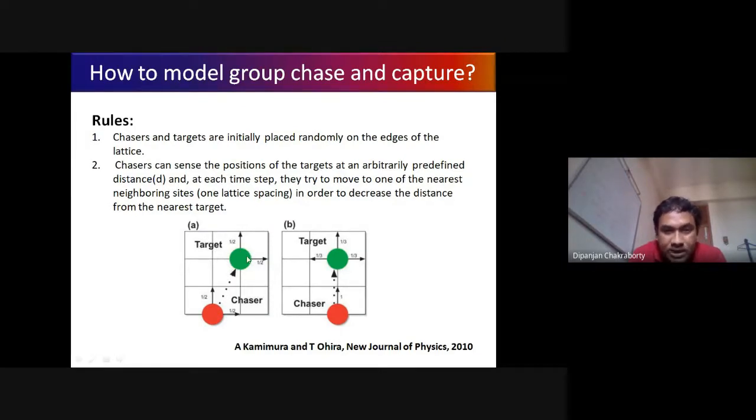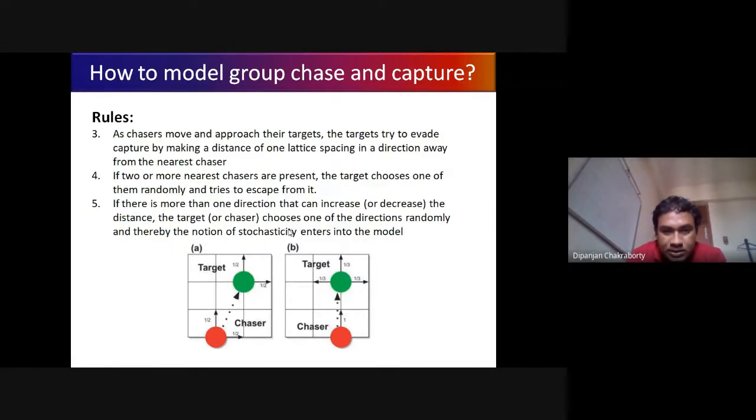And what the target will do, the target will always try to escape away. So that's why it will try to increase the distance by 1 unit, by one lattice spacing. So here, if you look at the probability, basically the chaser could chase the target, so they have to go in this direction to minimize the distance, decrease the distance. So either the chaser will go in this direction or in this direction.